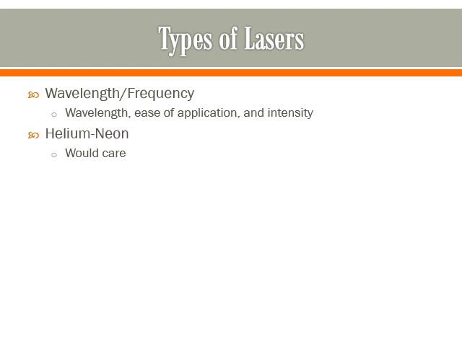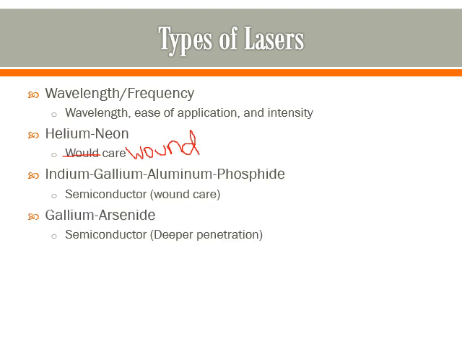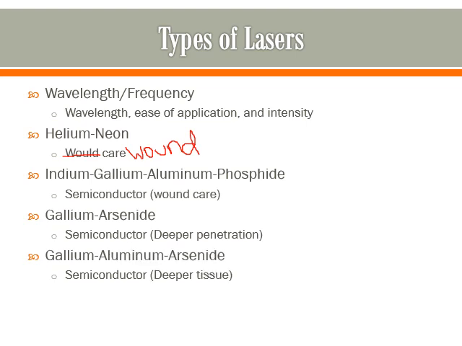Helium neon lasers tend to be very good for wound care. That should be wound care. There, it's a little sloppy, but gets the point across. Indium, gallium, aluminum phosphide, that's considered a semiconductor material. That's good for wound care as well. Then you have your gallium arsenide. That's a semiconductor and gives a little bit deeper penetration, so you can treat some deeper tissue with that. Same thing with gallium, aluminum arsenide. You get deeper tissue with that.